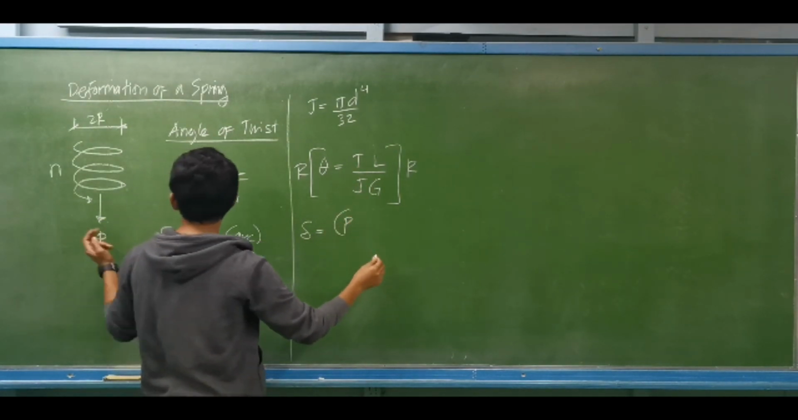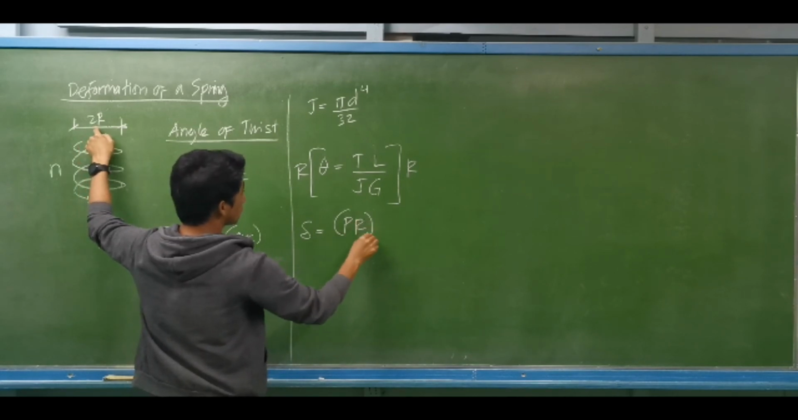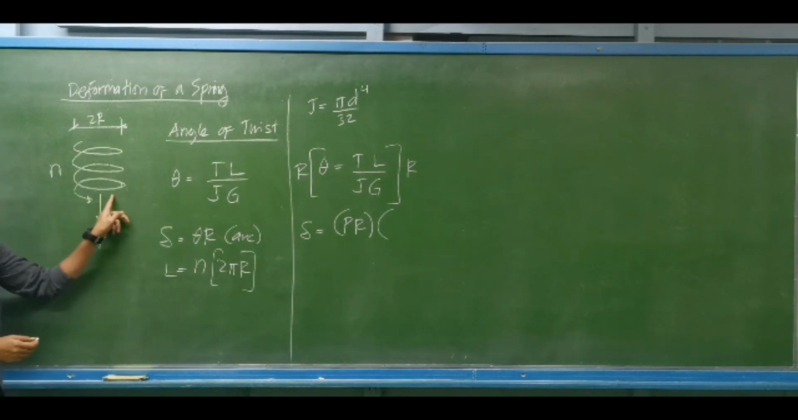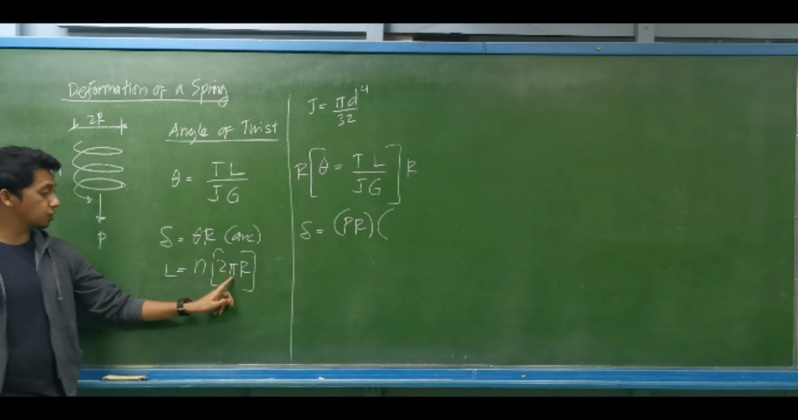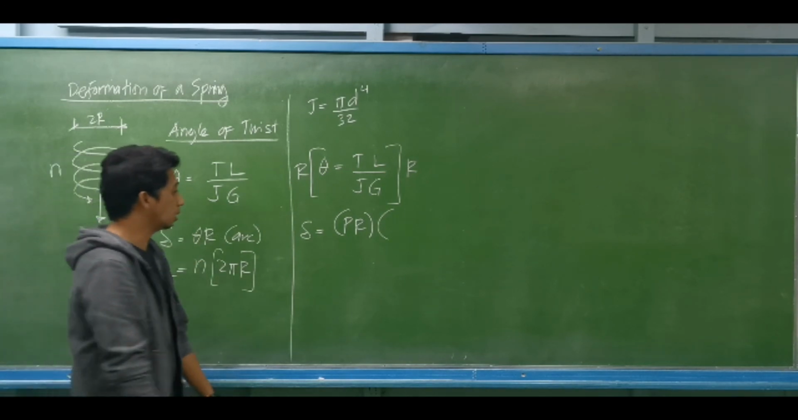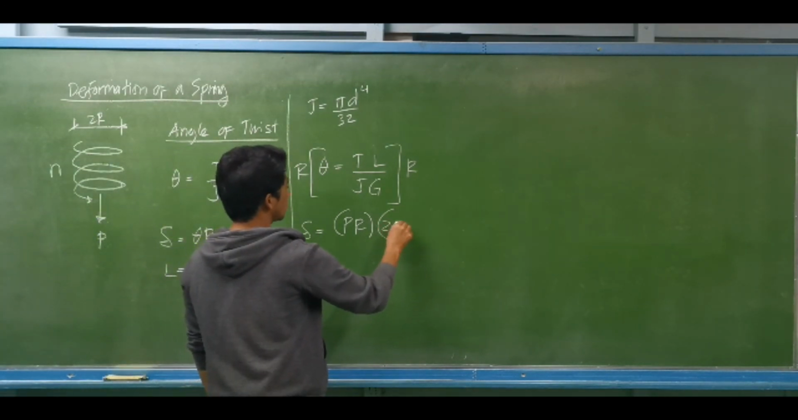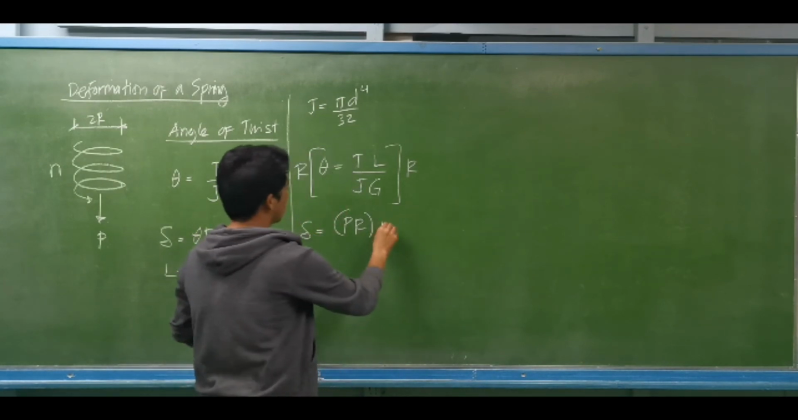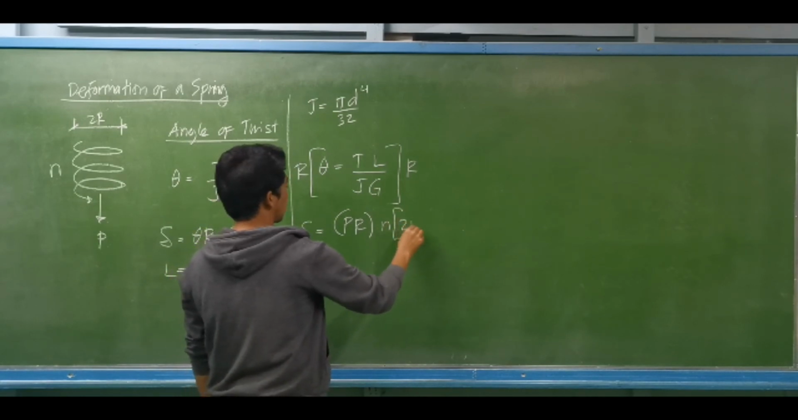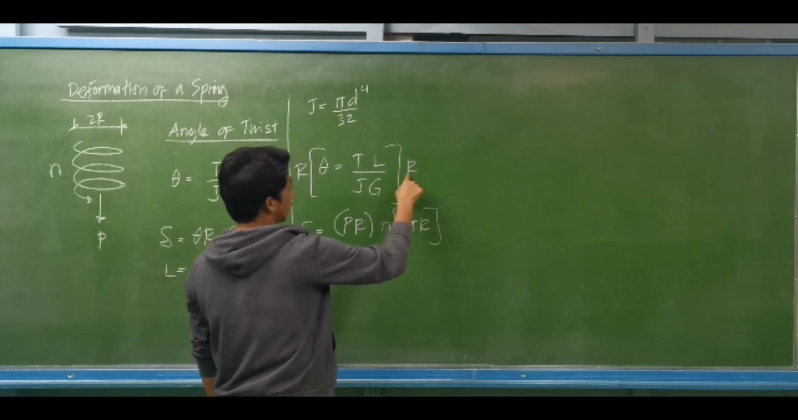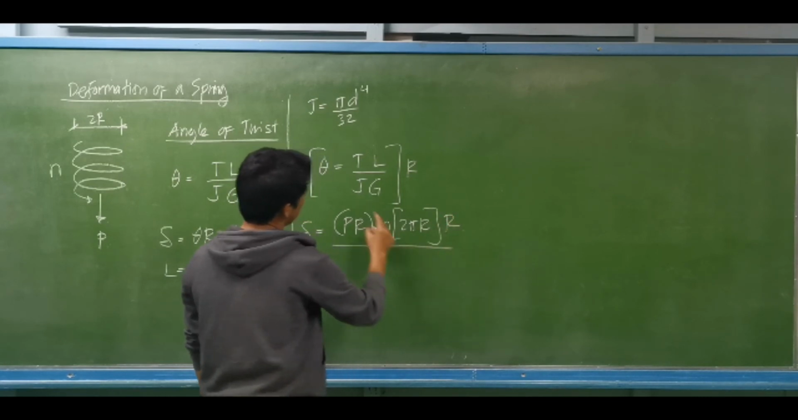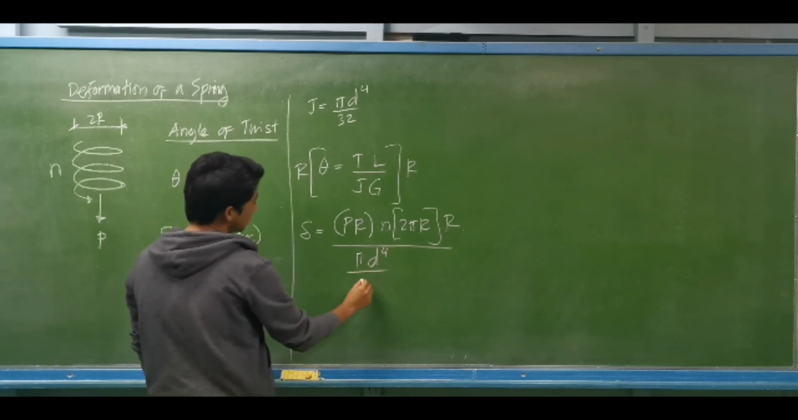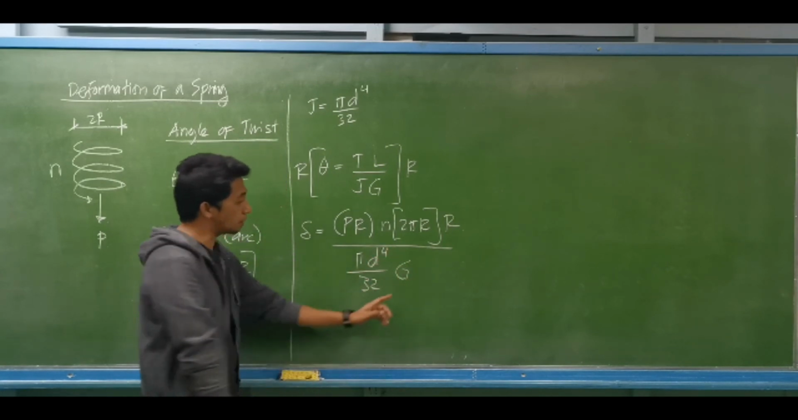The torsion is the force P multiplied by the radius of the coil of the spring. What is the total length of the wire used in the spring? That is the number of turns multiplied by the circumference of one circular coil. So it's the number of turns multiplied by 2 pi r, then multiplied again by the radius. This is divided by the polar moment of inertia, pi times the diameter raised to 4, divided by 32, multiplied by the modulus of rigidity G.